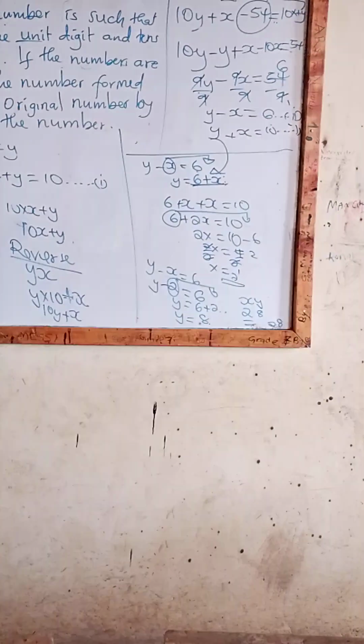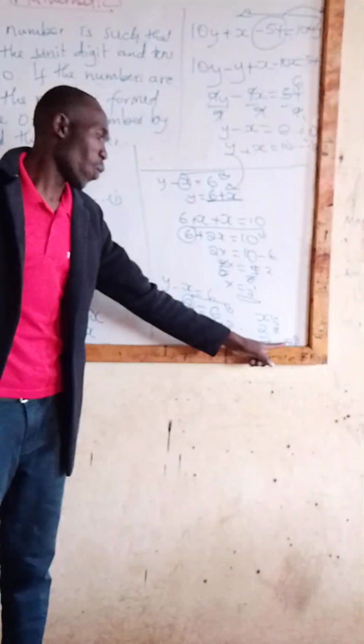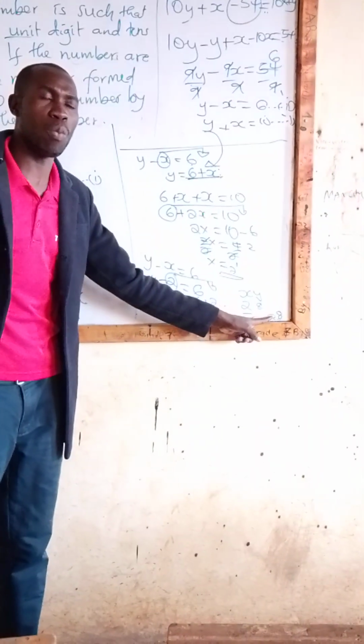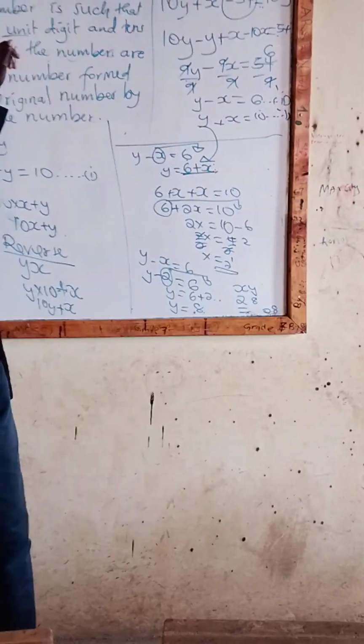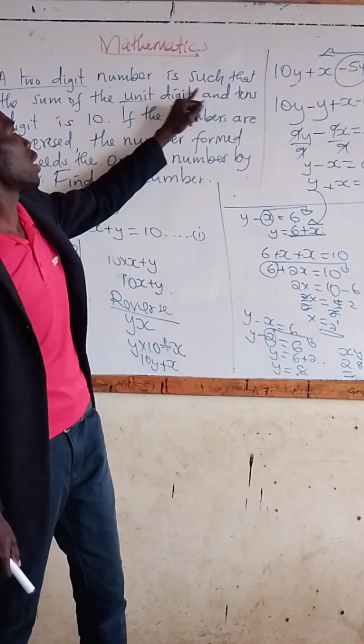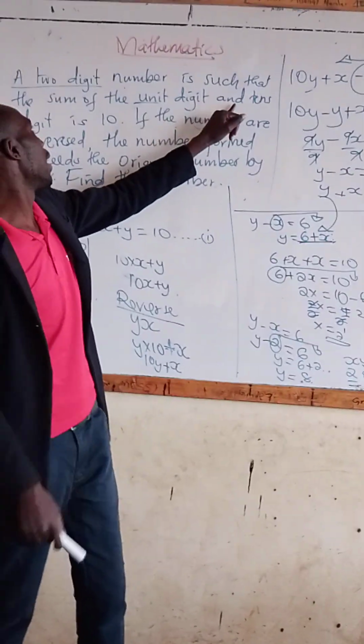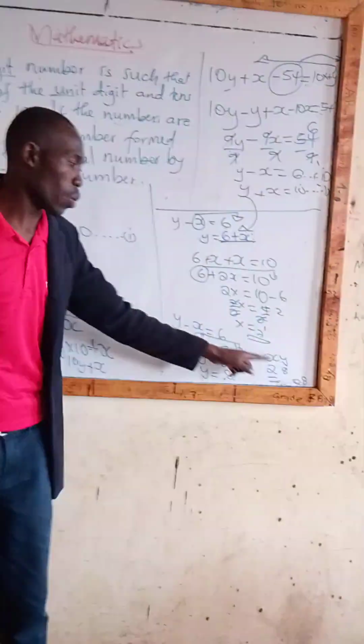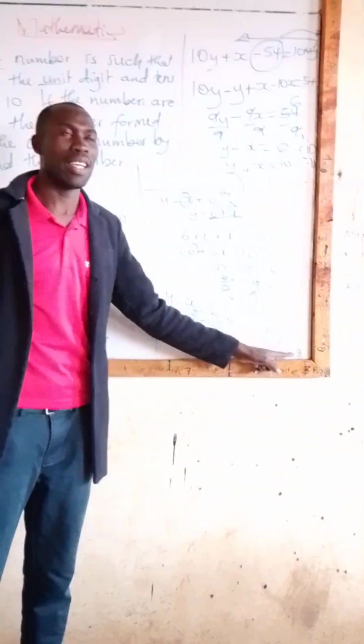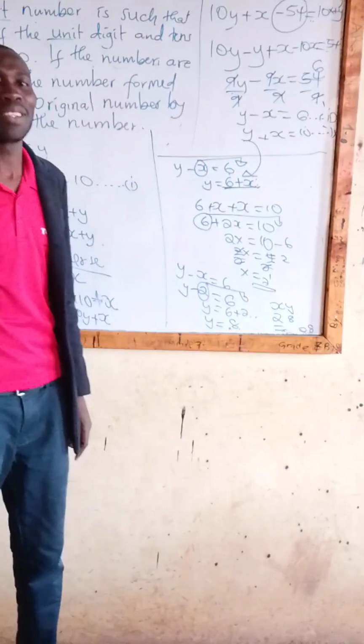We can confirm by saying 2 plus 8. When we add 2 plus 8, we get 10. The question said a 2-digit number is such that the sum of the unit digit, that is 2, and the tens digit is 10. So 2 plus 8 is 10.